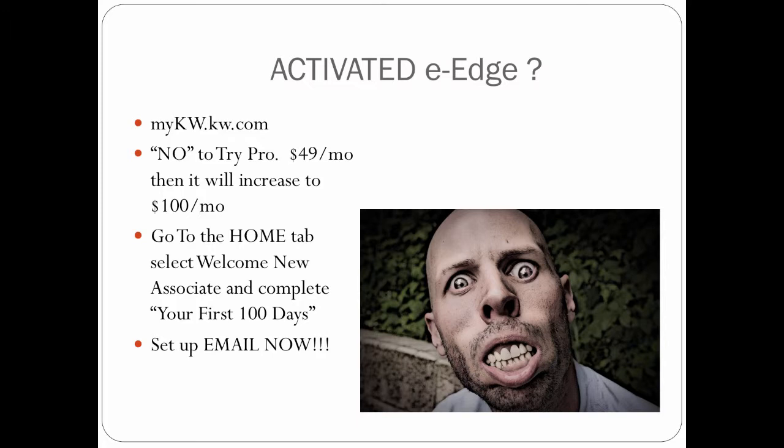Once you've done that, you'll go to the Home tab, select Welcome New Associate, and complete your first 100 days. Priority, get your email set up right now. We communicate through the eEdge Keller Williams tool every day. And if your email is not set up, you'll not be in the loop and you will not be receiving any of that communication.